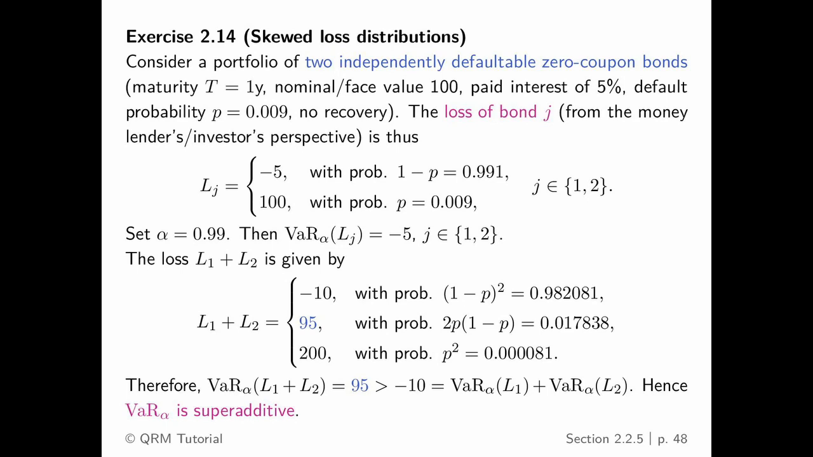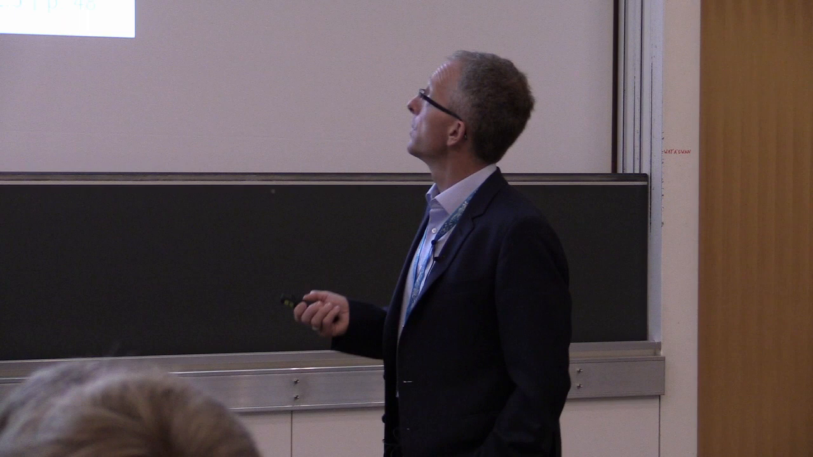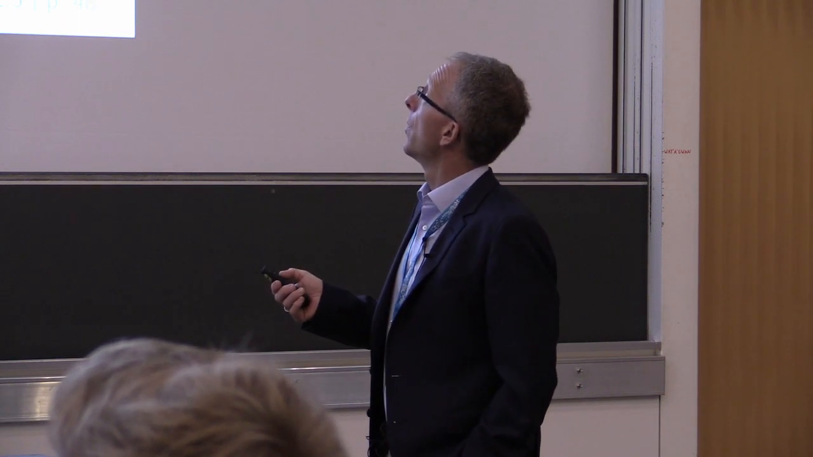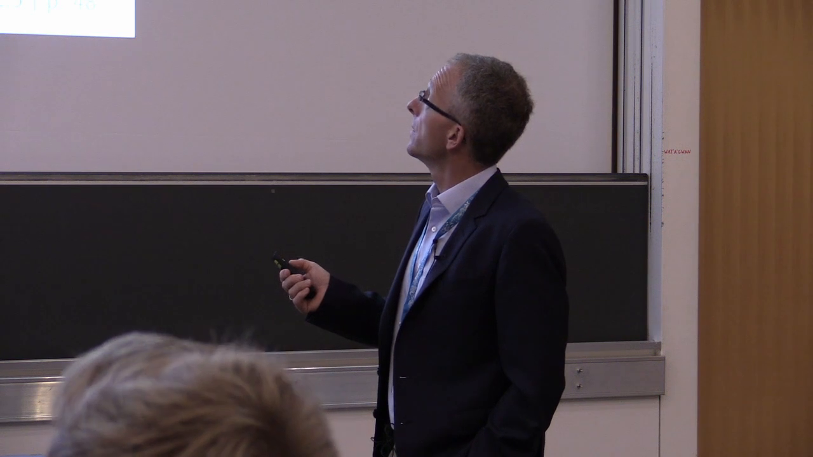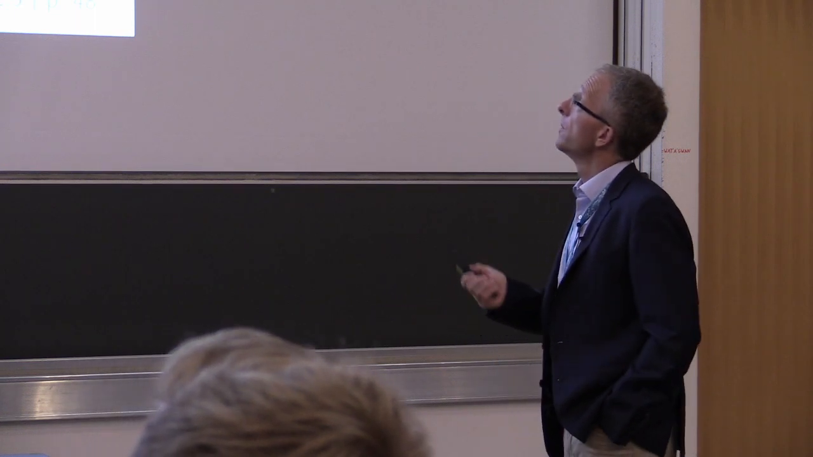Example: skewed loss distribution. It's an easy story. You have 2 independent defaultable bonds, 5% interest rate, you can see it's an old example. Their current nominal value is 100. In 1 year, you get 105 if the firm doesn't default, and if the firm defaults, then you get 0, to keep the example simple. The probability of default, we assume we know it, is almost 1%, 0.999, so a little bit below 1%. This choice is, of course, so that the numbers match for the example.